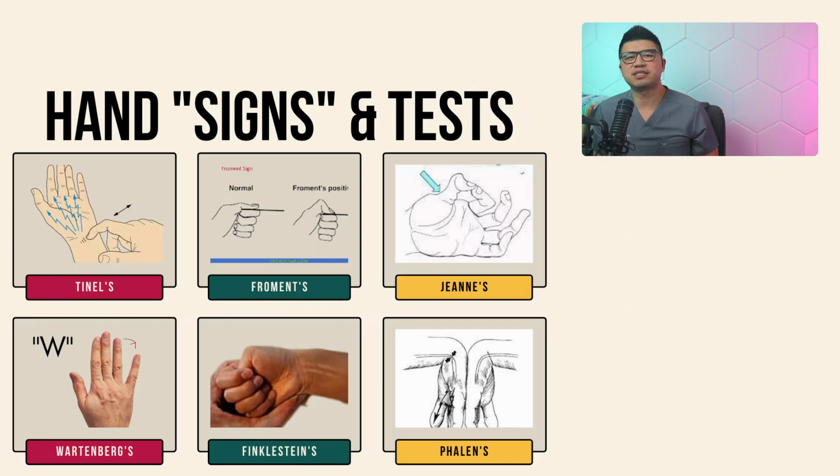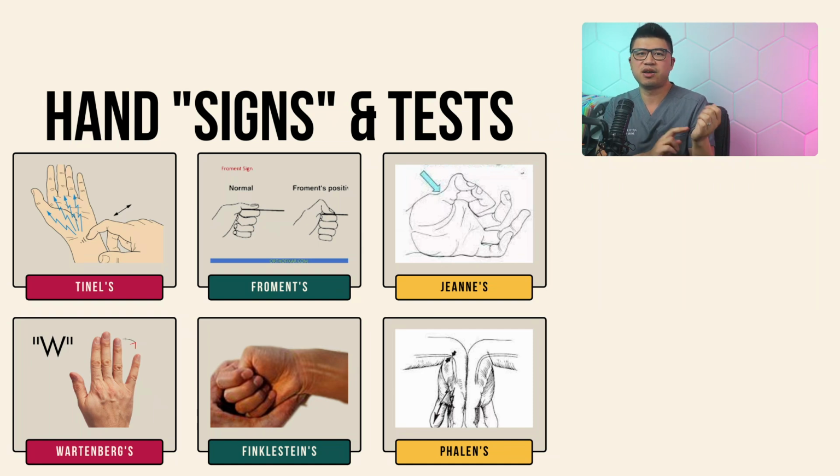Tinel sign is a pretty broad test for many things like the median and ulnar nerves, to name a few. Tinel signs may indicate: 1. Carpal tunnel syndrome for the median nerve compression at the wrist, 2. Guyon's canal for the ulnar nerve at the wrist, and 3. Cubital tunnel for the ulnar nerve at the elbow.